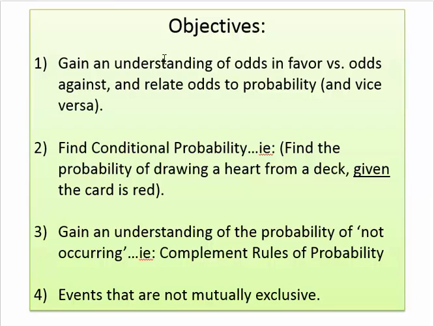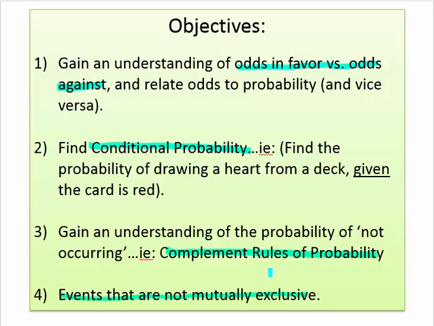This lecture covers the last 2 or 3 sections of Chapter 11, and the main thing we're going to talk about, 3 of them are pretty simple concepts. Understanding the odds in favor versus odds against. So instead of talking about probability, we're going to talk about odds and the way those two relate. And then we're going to talk about conditional probability, and we'll learn about the complement rules of probability. And then the one that's a little bit trickier that I'll save for last are when we have to find probability about events that are not mutually exclusive.